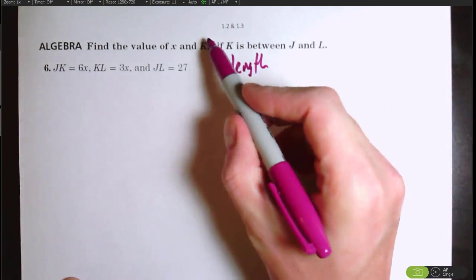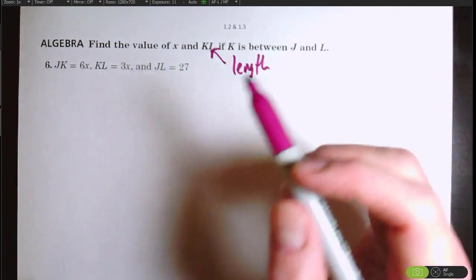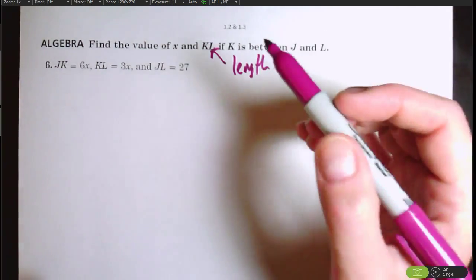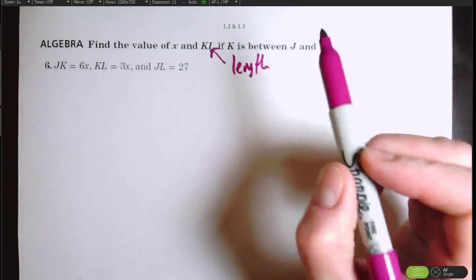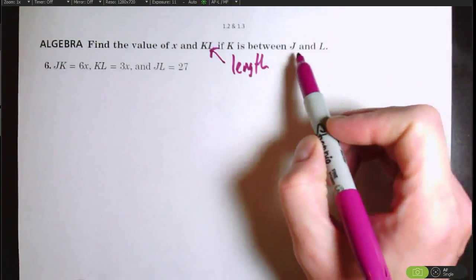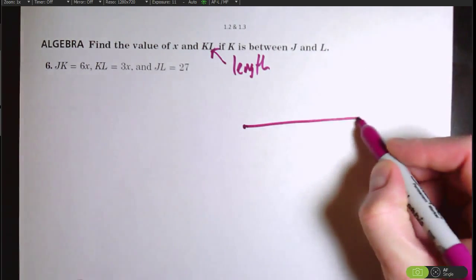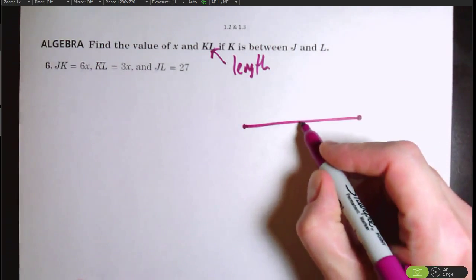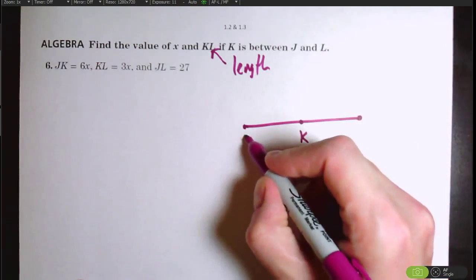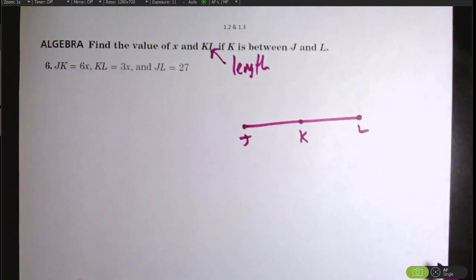And the reason it's length is because there's no bar over it. When there's a bar, that means just the segment. You can't talk about a length in that case, but if there's no bar, it means the length of the segment. And the key is this. K is between J and L. Okay, so here's our segment. We have K that's between J and L.